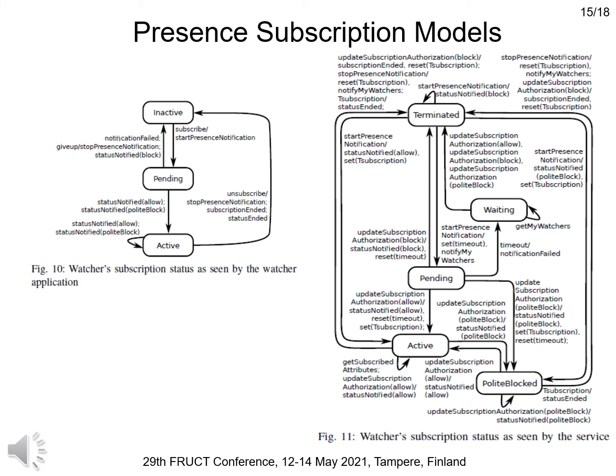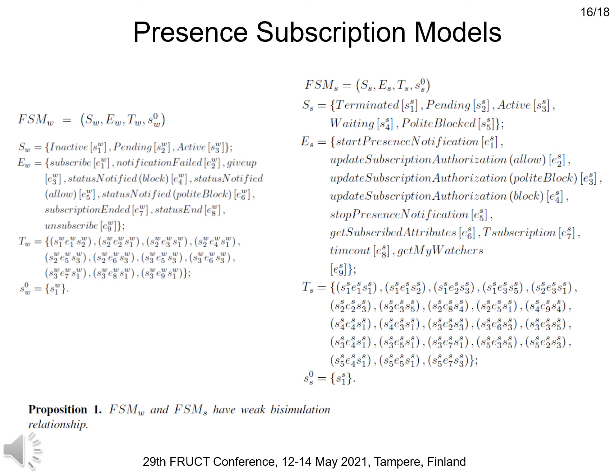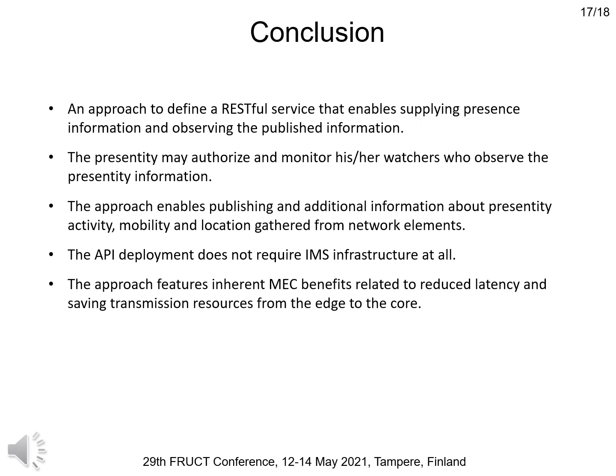From the service point of view, watcher subscription status may be terminated, pending, waiting, active, or polite blocked state. Both models are formally described, and it is proved that the models are synchronized by identifying a weak bisimulation relationship between their states. The paper presents an approach to define a RESTful service that enables supplying presence information and observing the published information. The service also allows the presentity to authorize and monitor his/her watchers who observe the presented information.